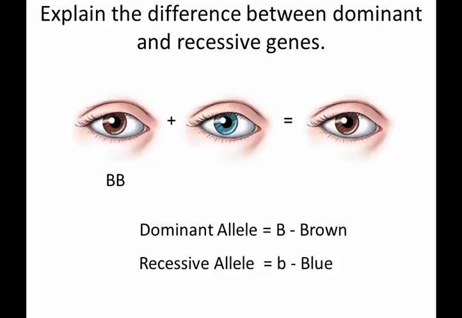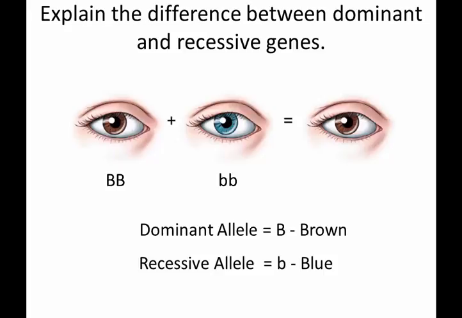Let's say this is the father, and the father has an allele from his mother and from his father. Let's say in the case of this brown-eyed father, he has a dominant allele from his father and a dominant allele from his mother. In the end, the father here has brown eyes.